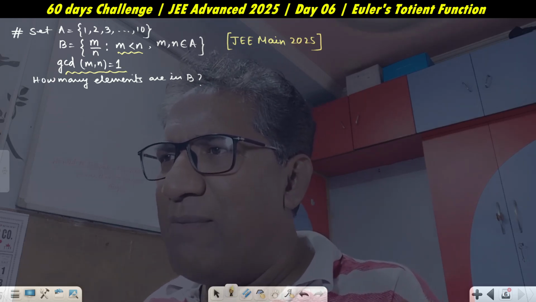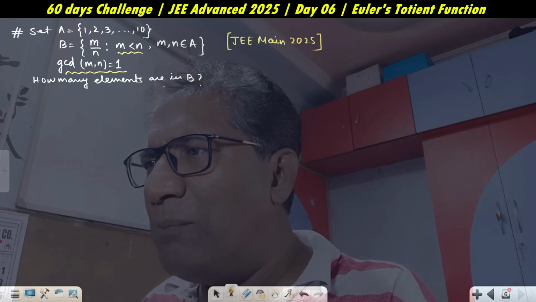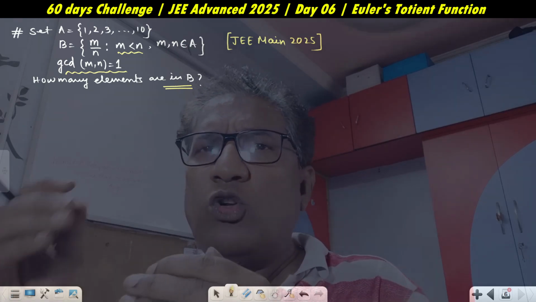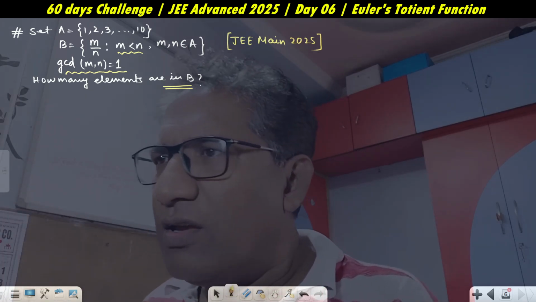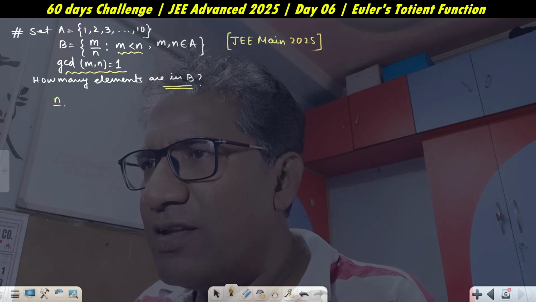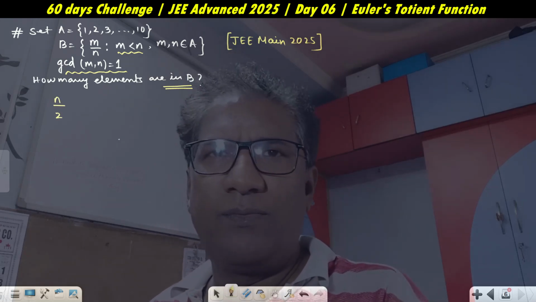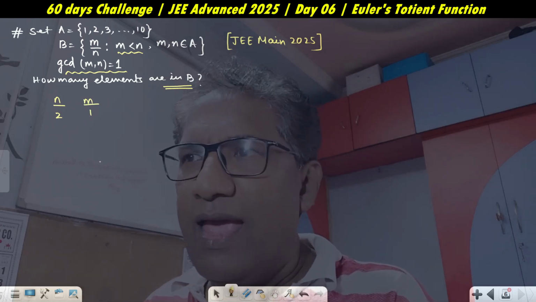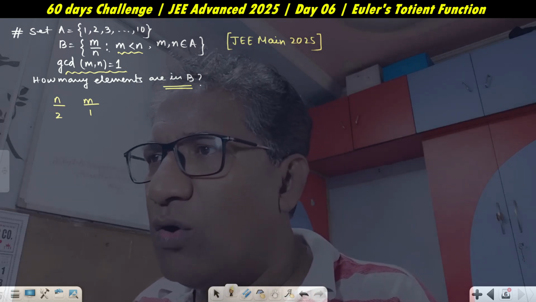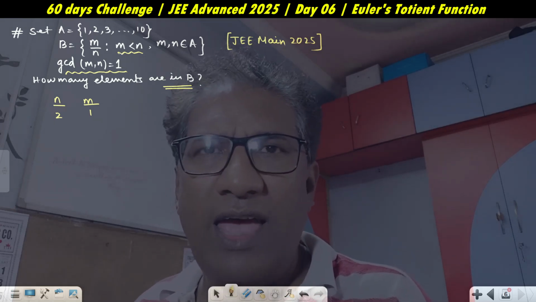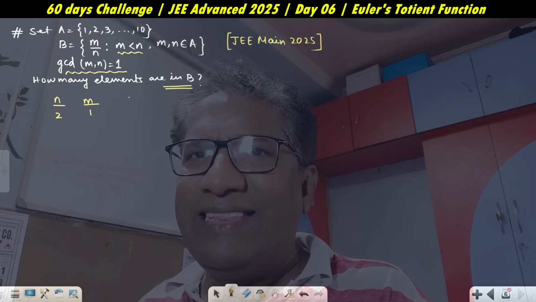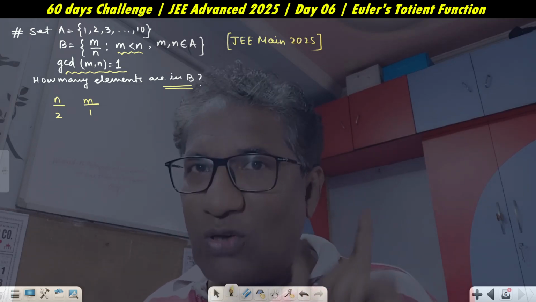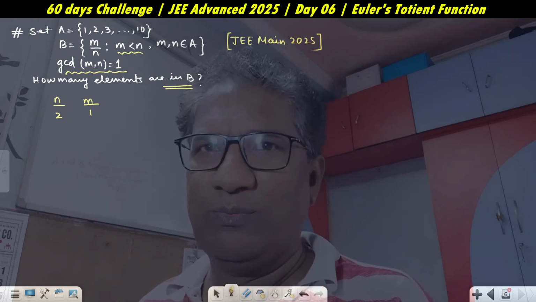So the GCD of m and n is 1. The question is, how many elements are there in B? If you don't know Euler's Totient function, you have to do it manually. First, let me just write it here, n. So first I will take n as 2. If n is 2, your m can be 1, only 1. n cannot be 1. Be very careful. Your n cannot take 1 because here m is less than n. So in that case, if you take n as 1, you cannot choose m. That is why your n has to start from 2.